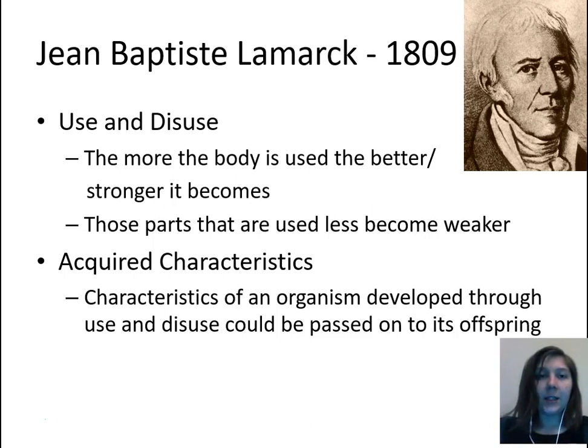There were a lot of early ideas around evolution that have since been disproven, and one of the major people was Jean-Baptiste Lamarck. His work was published in 1809, and he had two main ideas. One was the idea of use and disuse, which was that the more the body is used, the better or stronger it becomes, whereas the parts that were used less become weaker and may go away over time. His other idea was about acquired characteristics, which is that the characteristics of an organism developed through use and disuse could be passed on to its offspring.